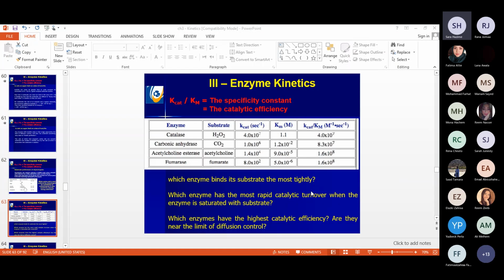Fatima Zahra Fakha. Fumarase. Why? The least Km, so the highest affinity. The lowest value of Km, so the highest affinity. Correct. Next question. Which enzyme has the most rapid catalytic turnover when the enzyme is fully saturated with substrate?